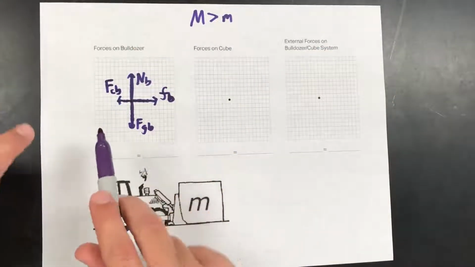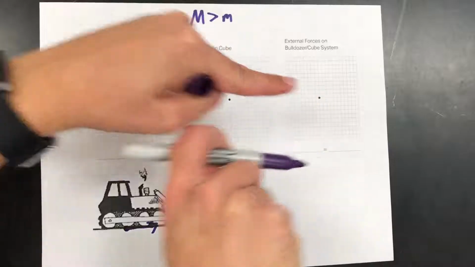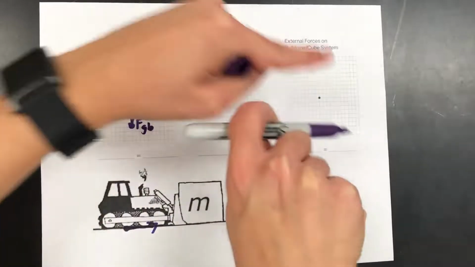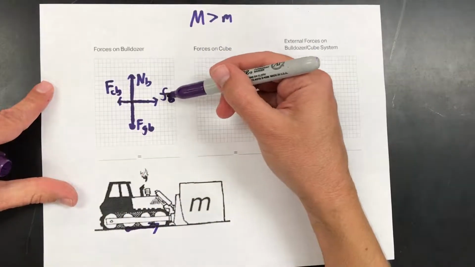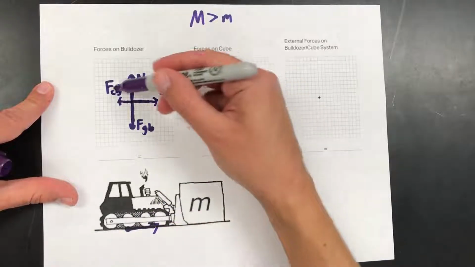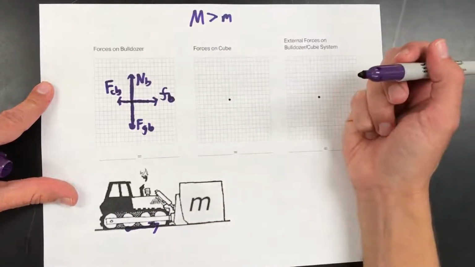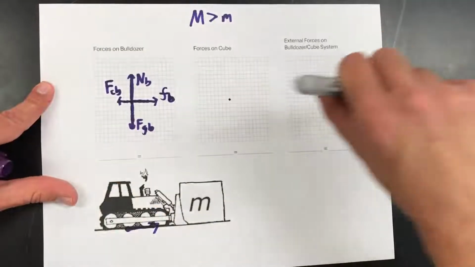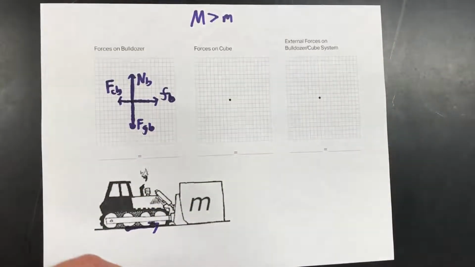But here's the one thing I do know. Since it's accelerating to the right, then I know the net force has to be to the right. And therefore, this friction force that the ground exerts on the treads has to be greater than the force the cube pushes back. Has to, because the net force has to be to the right to give us an acceleration to the right. So now let's do the forces on the cube.